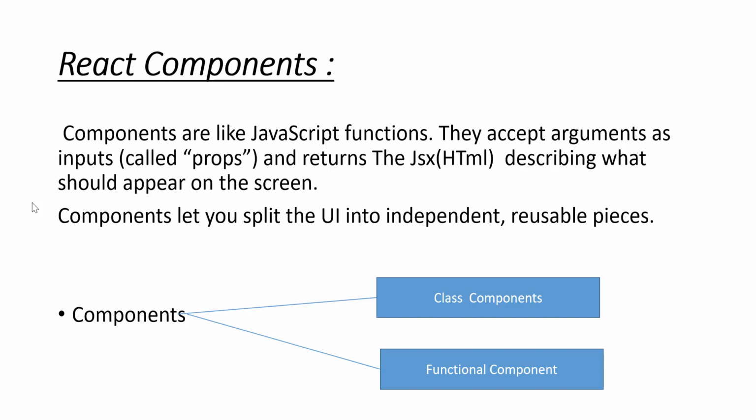Now let's see the types of components. React has two types of components. One is class components and the second is functional components. These two types of components have some differences. Why it has two types of components, we will see in the next videos. So this is about components in React.